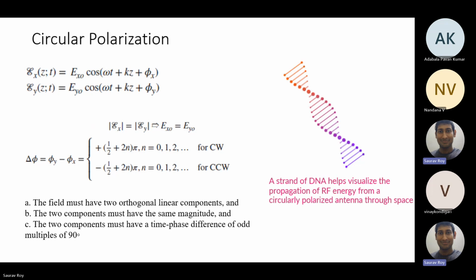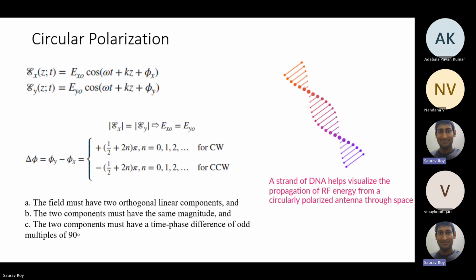Now let's move to circular polarization. We will take the same electric x and y components and see in which conditions of phi x and phi y it will become circular polarization. It says that the magnitude of both these x and y components has to be the same. You see, the absolute values of Ex and Ey are the same, that is, Ex naught and Ey naught are the same.